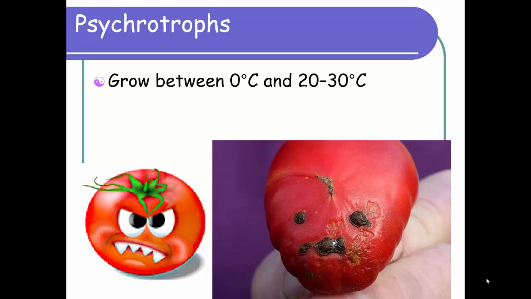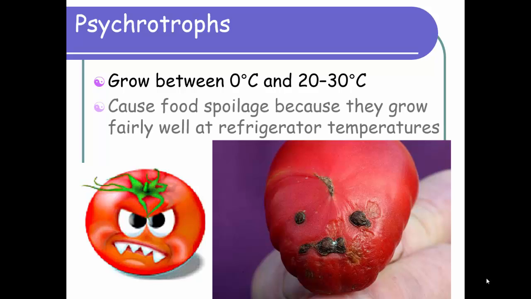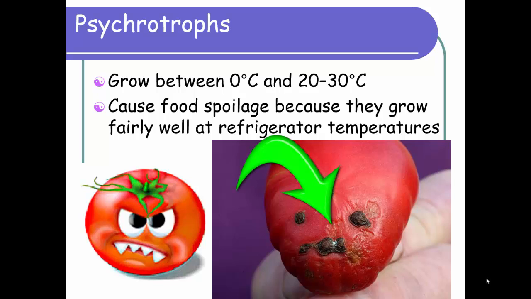Psychrotrophs grow between about 0 degrees Celsius and about 30 degrees Celsius. Most refrigerator temperatures are about 4 to 5 degrees Celsius. These are the ones that can cause food spoilage because they grow well in the refrigerator. This is an example of some of these bacterial contaminations in this tomato.